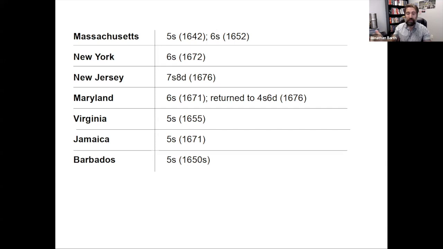Nevertheless, 5 years later, the proprietor, Lord Baltimore, who was concerned about his revenue within the colony, repealed the statute and returned the dollar in Maryland to 4 shillings 6 pence. In 1672, the governor of New York raised the dollar from 5 shillings to 6 shillings in order to compete with Boston. And then lastly, New Jersey devalued the shilling beyond any other, assigning the dollar in 1676 a value of 7 shillings 8 pence, which was roughly 70% above rates in England.